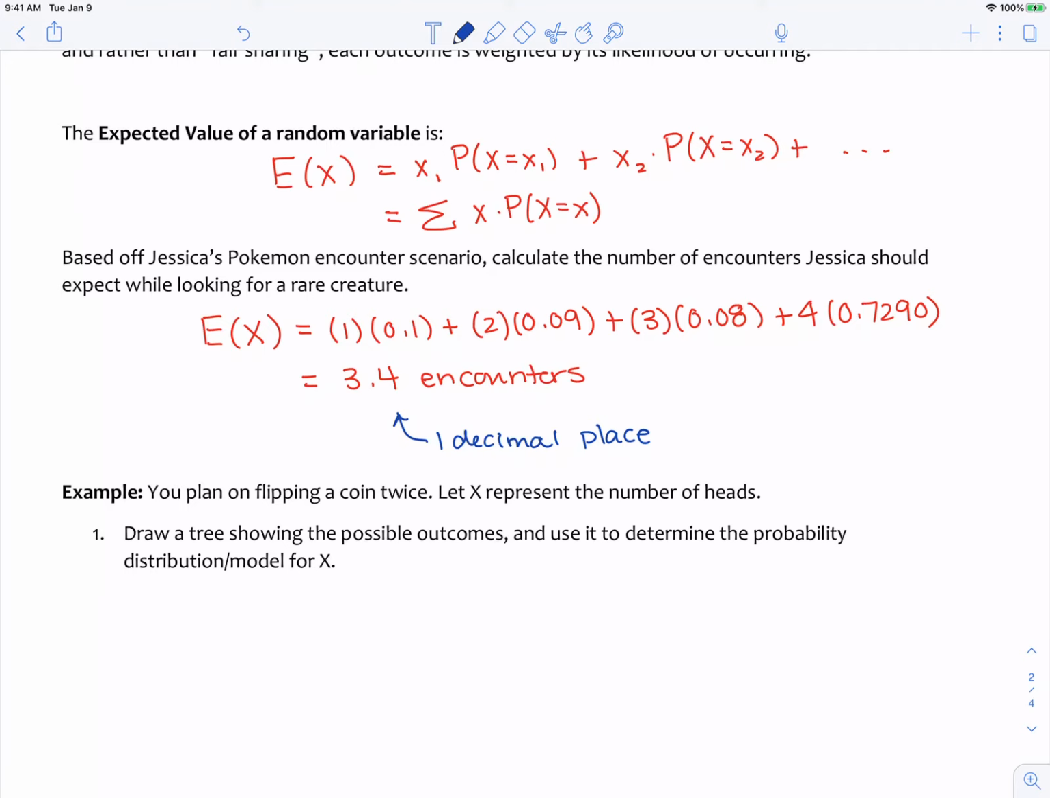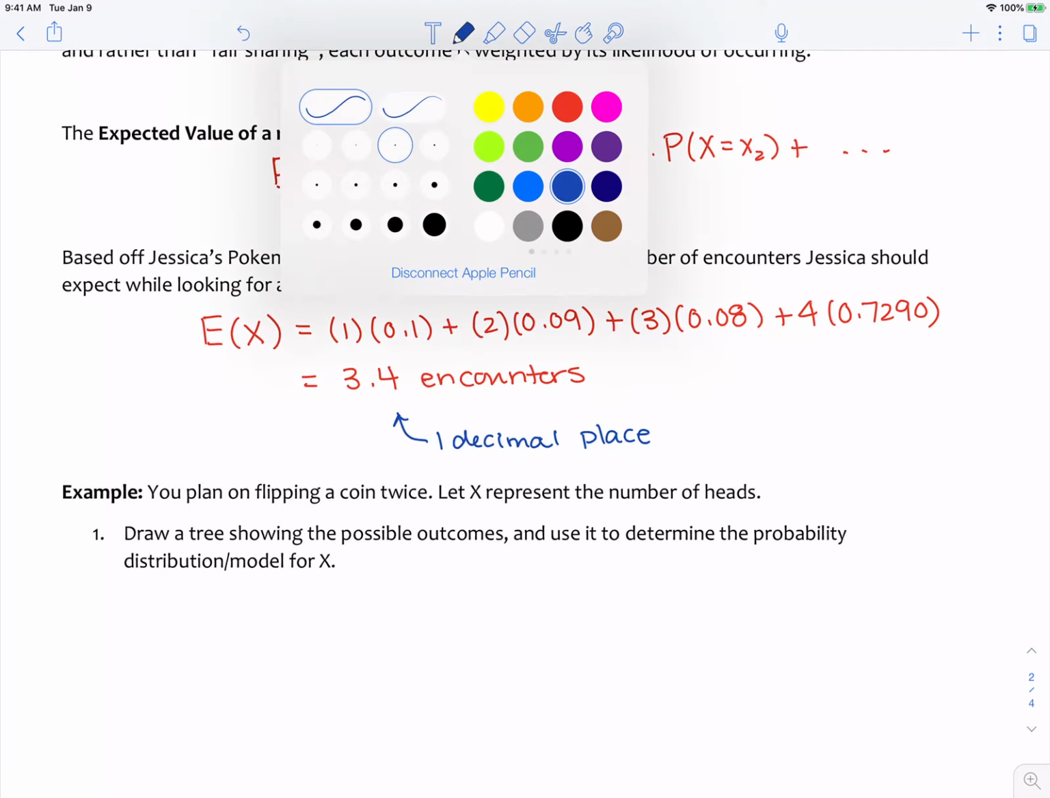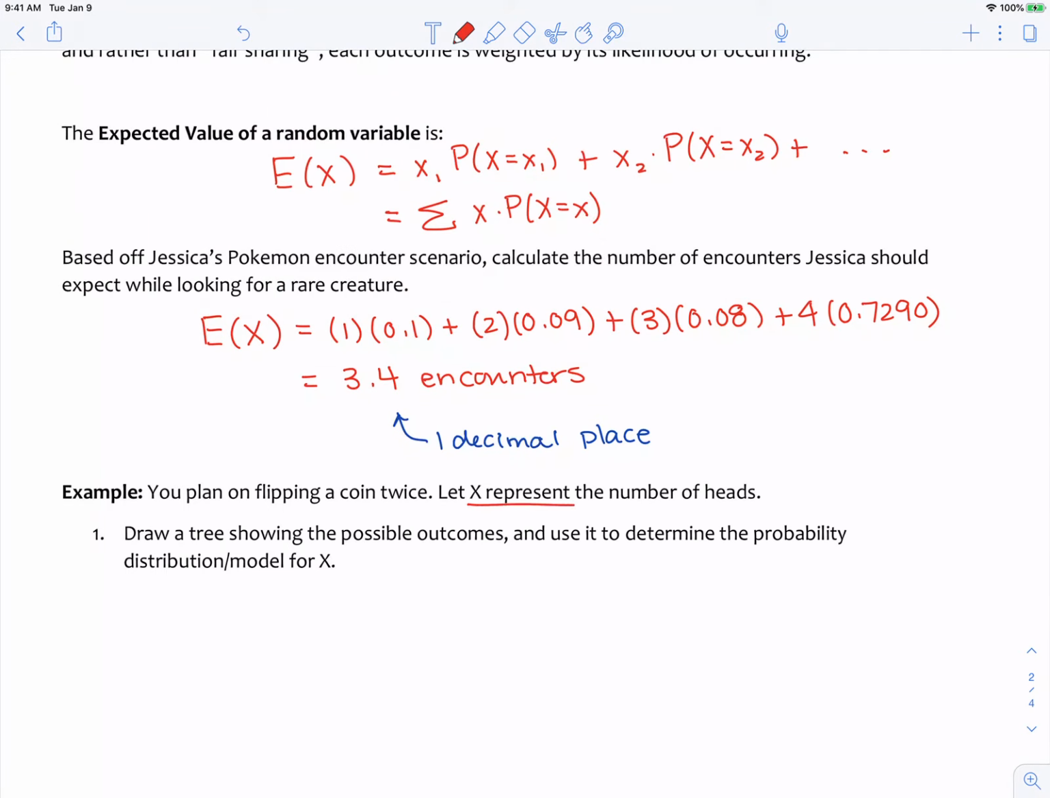All right, so let's try another example here. We are planning on flipping a coin twice. We're going to let X represent the number of heads. So that is our random variable. So X is our random variable: random variable X equals number of heads. And in this case, it's N equals 2 flips. Okay.